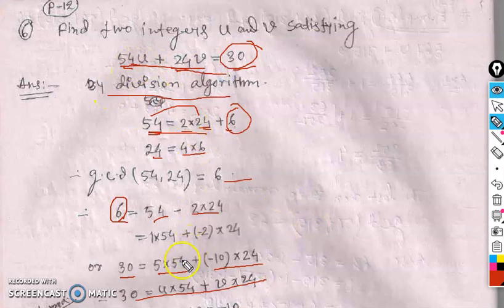Therefore the value of u becomes 5 and the value of v becomes minus 10. It's a very easy procedure. Sometimes the GCD is given in the right hand side, sometimes the right hand side should be a multiple of the GCD of the given numbers in the form of au plus bv. In that case we can use this procedure to find the result.